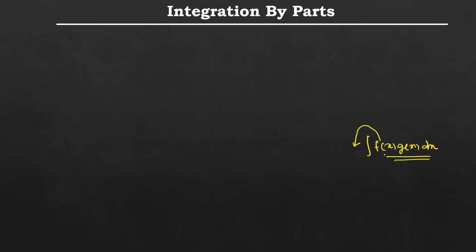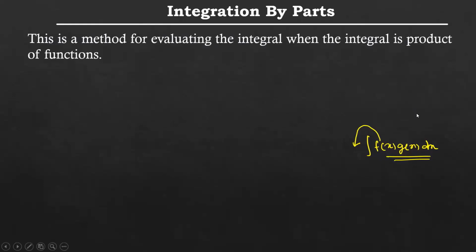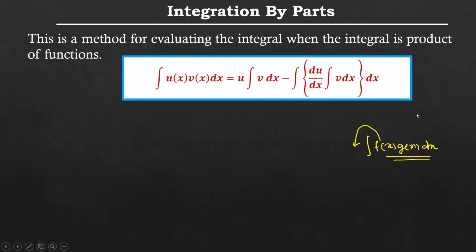Yes, sir. So actually, whenever you get this type of function, f of x into g of x dx, you have to take one part outside and take another part in the inside portion. And this process is called the integration by parts rule. And what we do here, actually, is this type of integration.